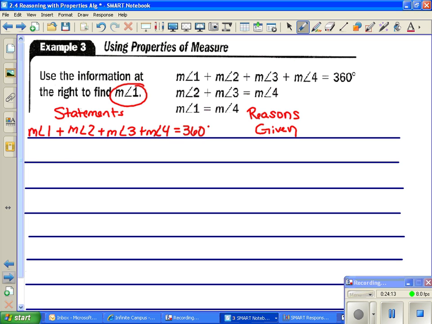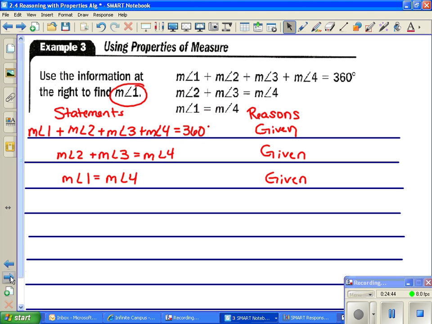But I also know that the measure of angle 2 plus the measure of angle 3 equals the measure of angle 4. Very interesting. And that's given. They also tell me that the measure of angle 1 equals the measure of angle 4. Also interesting.